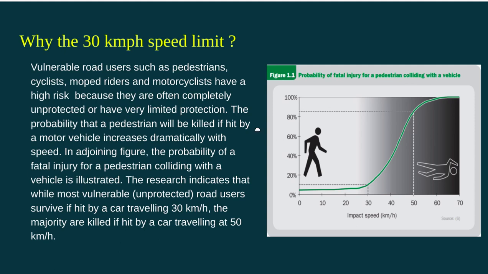The research indicates that while most vulnerable unprotected road users survive if hit by a car traveling at 30 kmph, the majority are killed if hit by a car traveling at 50 kmph. And 50 kmph is close to the 85% fatal injury mark.